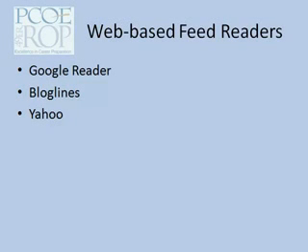Let's have a look at using web-based feed readers. Web-based readers are websites running applications within your browser that aggregate your selected feeds into one place. Some examples of web-based readers include Google Reader, Bloglines, and Yahoo. The advantage of using a web-based reader is that all of the feed information is stored online. That means it's available to you on any computer or even smartphone that you're using that's connected to the web.